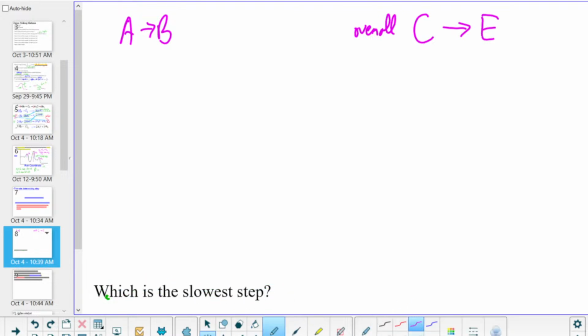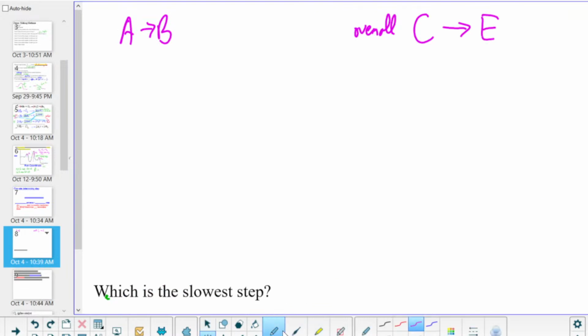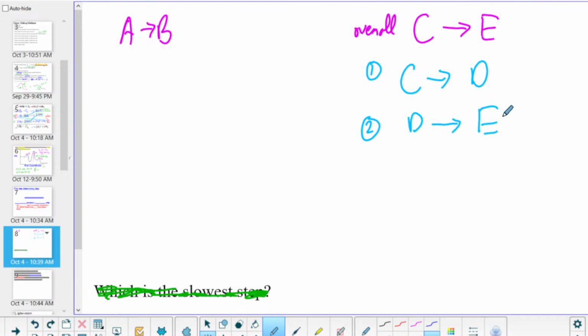It's after this page. I'll go back to it. Don't panic. I just want to do this first. C to E is the overall reaction. It has two steps: C goes to D, and then D goes to E. I would like you to graph below these a rough sketch of the potential energy graph.